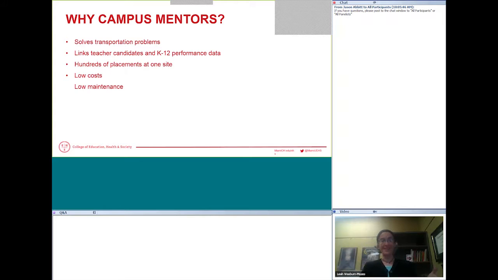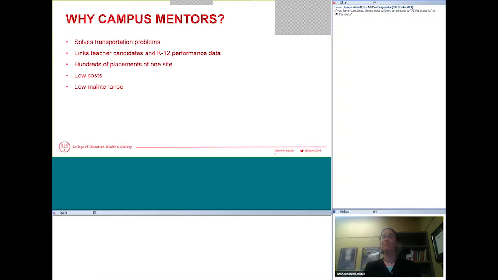The maintenance is really low. It's really run by the district. Once you get the ball rolling, I tend to stop out once a week, just to make sure things are running smoothly. But it doesn't require the same level of maintenance as a lot of really intensive partnerships.